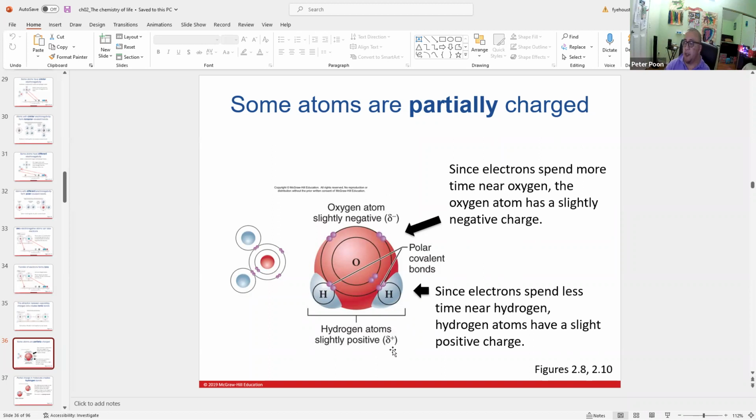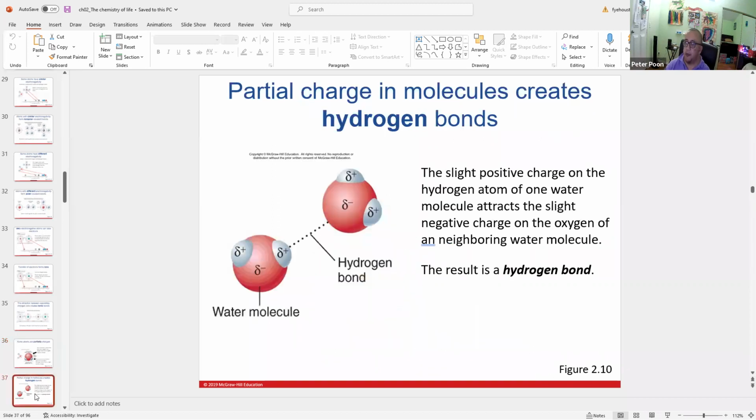Hydrogen atoms, slightly positive charge. When we put these things together, water molecules together, one side will be negative charge, one side will be positive charge, and that bond between them is a very weak bond, but very real bond, and that bond is called a hydrogen bond.